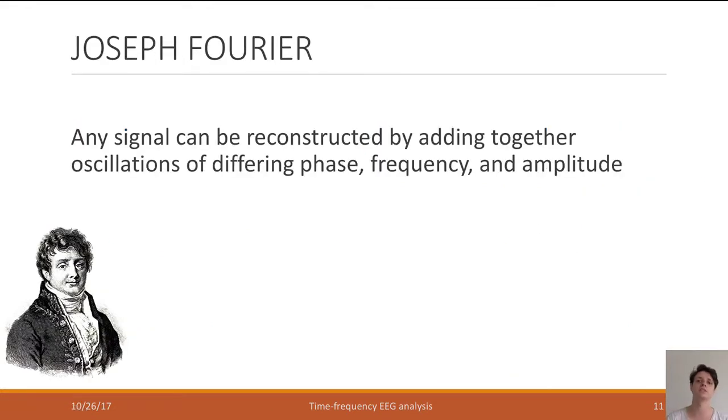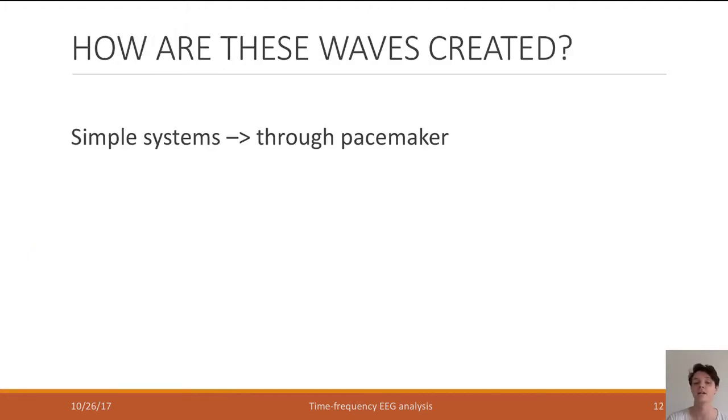So this begs the question, if any signal can be made out of oscillations, are there truly oscillations in the brain? Or is it simply a random signal, and you can always find oscillations in it? So we need to find evidence whether or not there are really oscillations in the brain. One of the first starting points for this is, are there mechanisms in the brain that can actually induce these oscillations? And do they? There are two different mechanisms. The one is the simple system, and the simple system uses a pacemaker method.